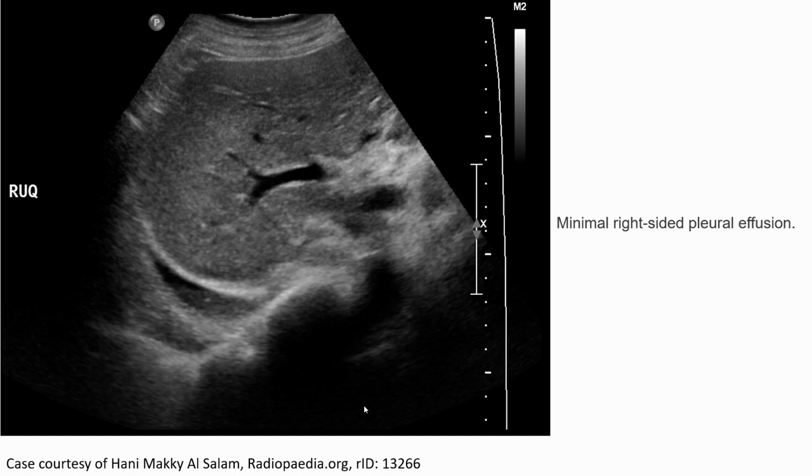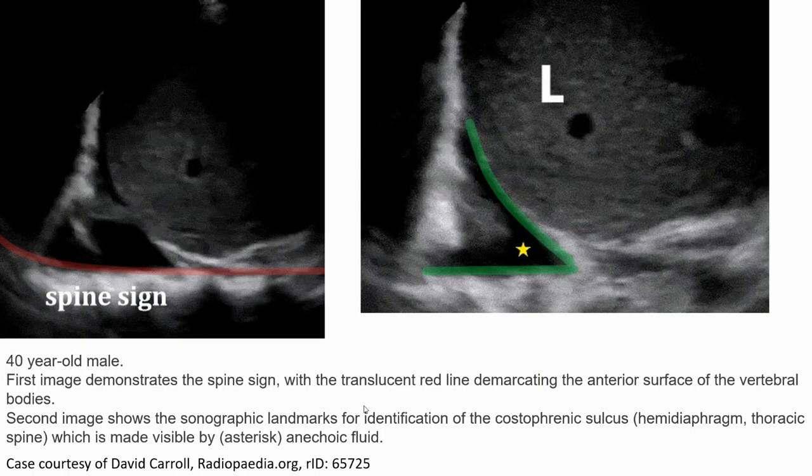In this ultrasound image at the window of the liver, we can see a minimal right-sided pleural effusion with meniscus sign. This is a two-panel ultrasound. The first image, on the left, demonstrates the spine sign, with the translucent red line demonstrating the anterior surface of the vertebral body. The second image shows the sonographic landmark for identifying the costophrenic sulcus, which is made visible by anechoic fluid.